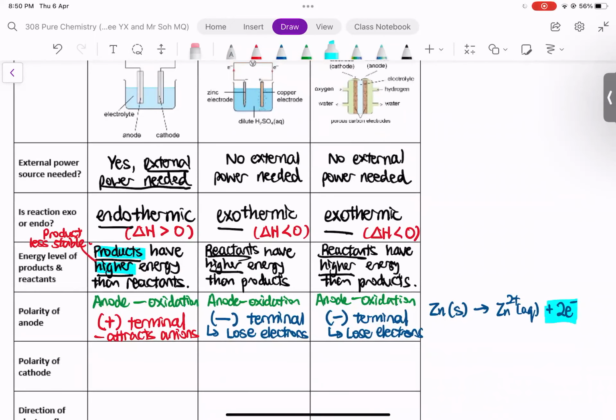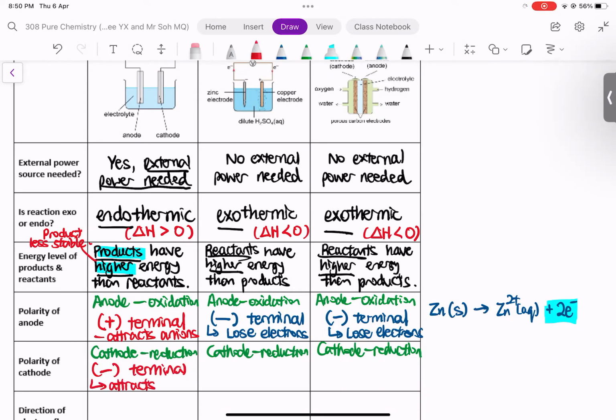Now, once you have solved this, then you will be able to do the next one. Cathode, you can imagine, is just the reverse. But you will realize that cathode is still reduction for both electrolytic and electric cells. So N-ox, anode oxidation, red cat, cathode reduction. Now, in an electrolytic cell, the cathode is a negative terminal, so it attracts cations. Okay?